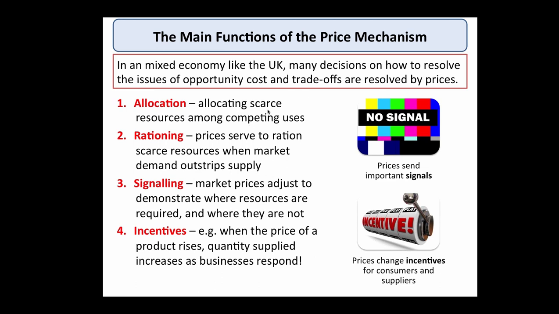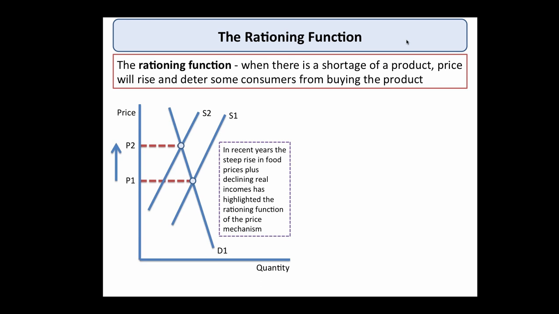Really important point, point number 3. The price that you have in the market sends a very important signal, both to producers and consumers. And when those prices change, price changes create changes in incentives, either on the supply side, should we produce more or less, or on the demand side, should we consume more or less. So these are key words here: allocation, rationing, signaling, and incentives. And if you're using these words in your exam answer, then you're sending a signal to the examiner that you understand how the price mechanism works.